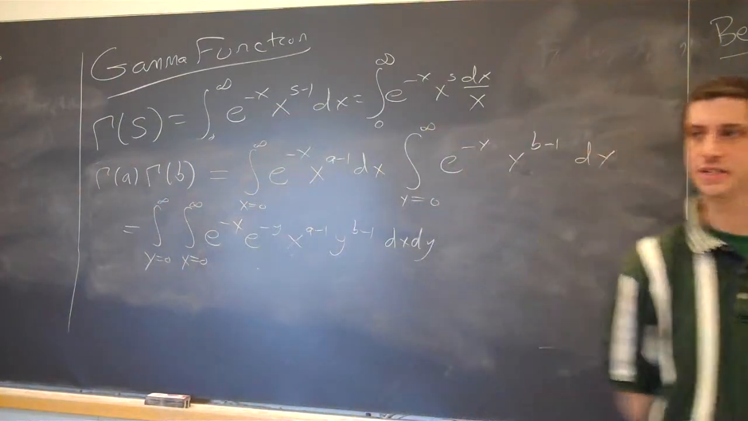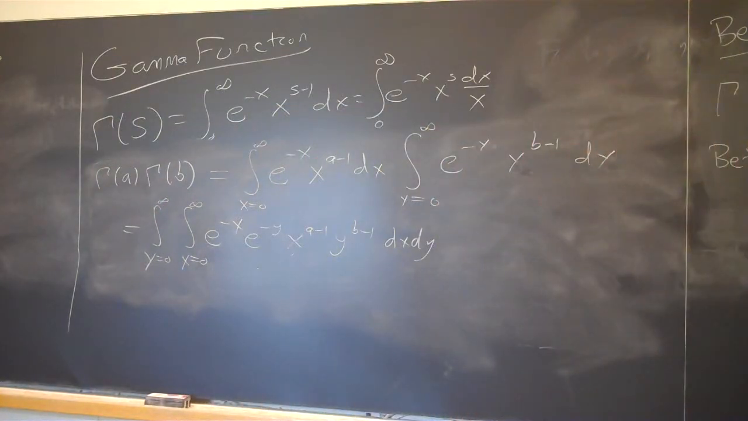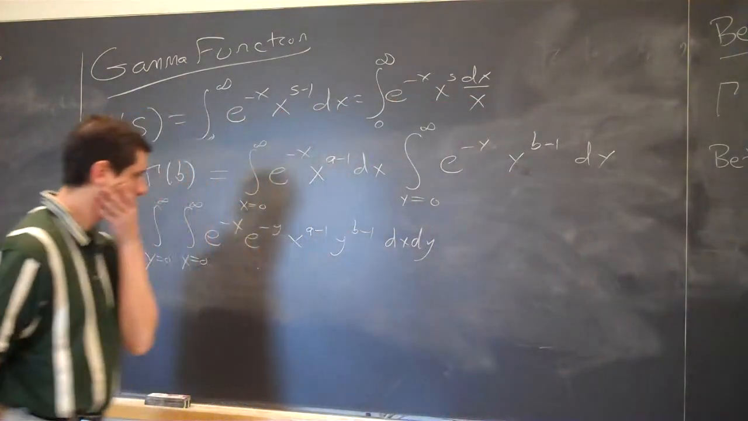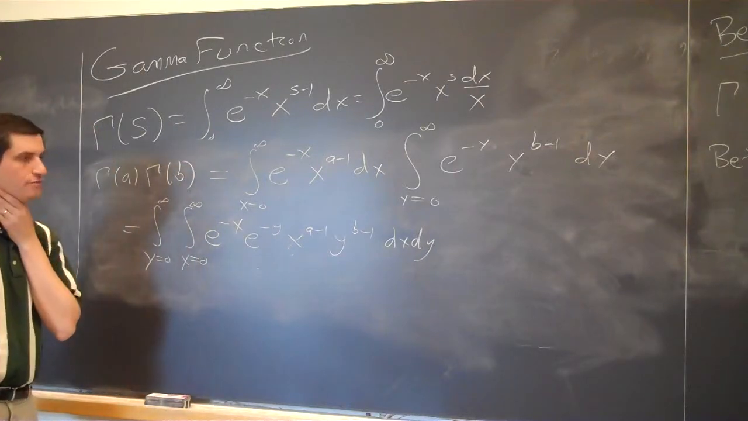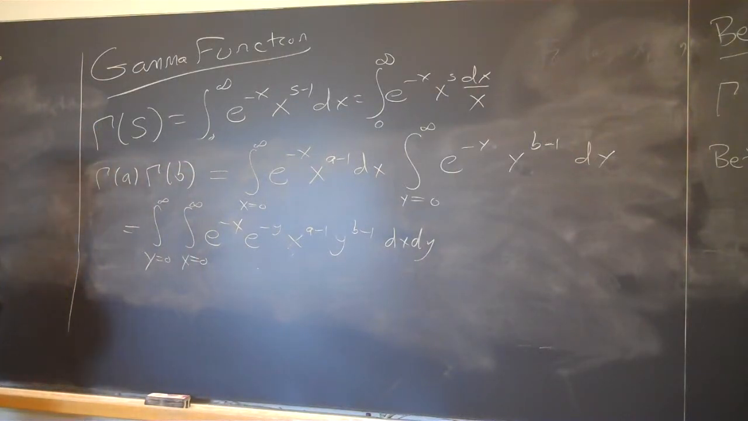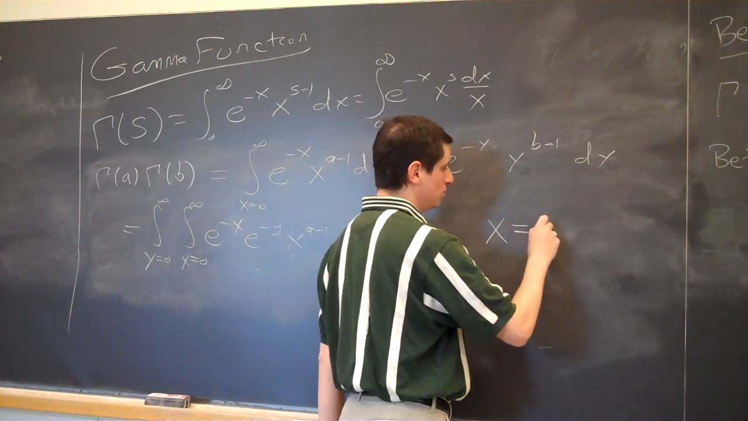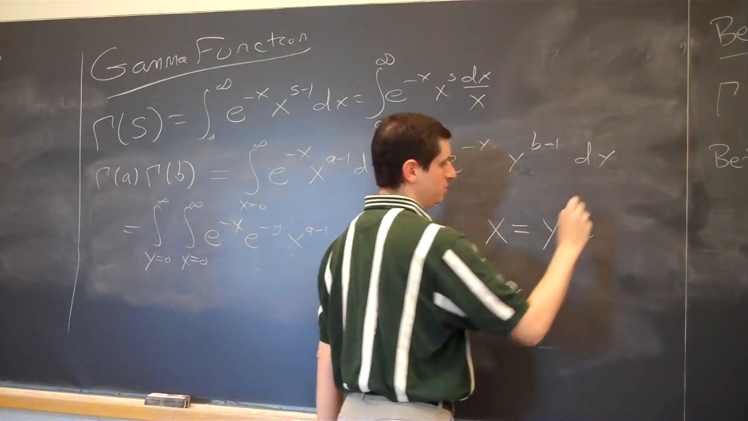What can I do to get an asymmetry? Well, let's look at how things are going. I've got x's and y's together. So one good thing is to actually write x in terms of y. And so here is a very non-standard change of variables. x equals y times u.